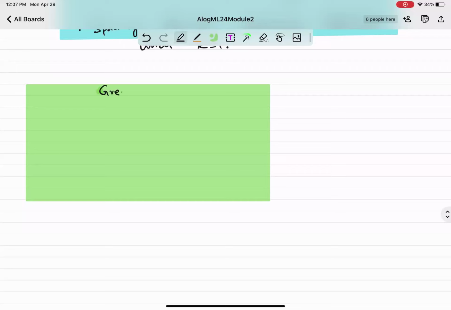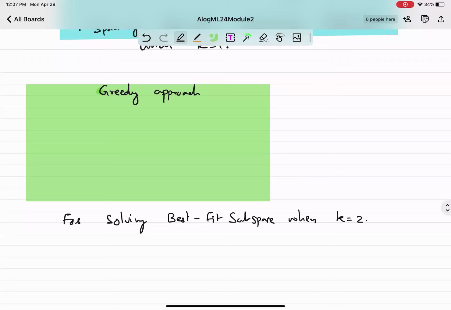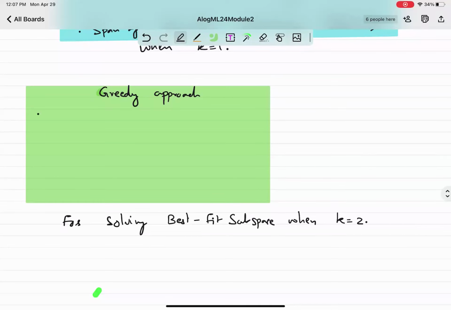So this is the greedy approach for solving best fit subspace when dimension is 2. Again, we have to make sure it makes sense, but heuristically, at least, I think it's a reasonable thing to try. You first find the first principal vector. We'll talk about how to find it later, but let's say you can actually find it. So you found the first principal vector, principal component, then what do you do? Any suggestions?